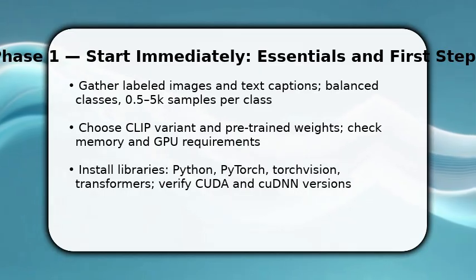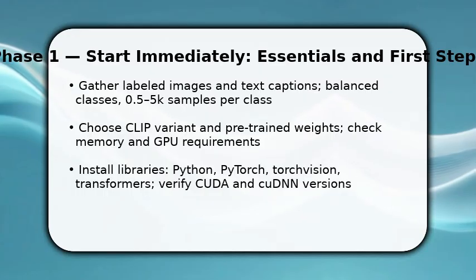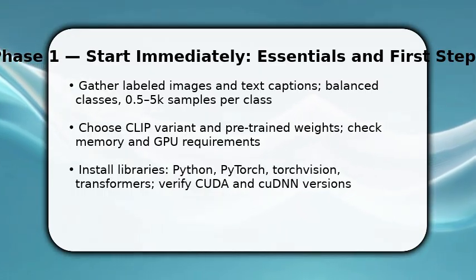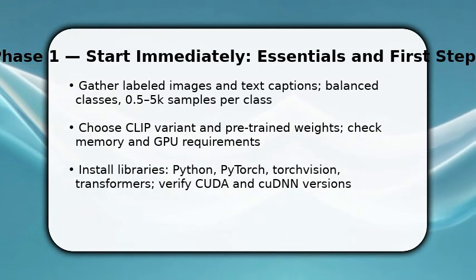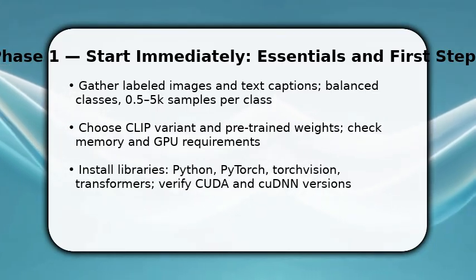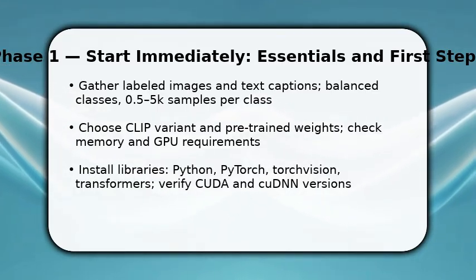Next, pick a CLIP variant that fits your GPU memory and load pre-trained weights to accelerate convergence. Finally, install Python, PyTorch, TorchVision, and the Hugging Face libraries. Once done, verify CUDA and cuDNN to avoid runtime errors.